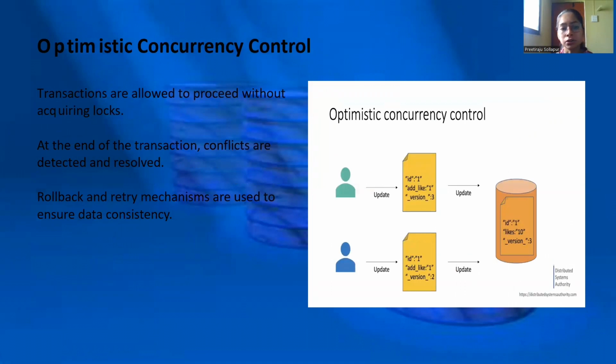Optimistic concurrency control. Transactions are allowed to proceed without acquiring locks. At the end of the transaction, conflicts are detected and resolved. Rollback and retry mechanisms are used to ensure data consistency.